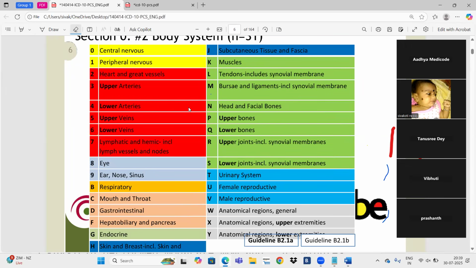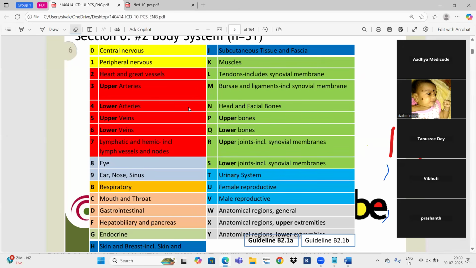Simple. Based on the site of the procedure, the location of that body part, we need to assume the body system. That body part comes under which body system? That we need to take as the body system. Simple basic anatomical idea. Lungs means which body system, legs means which body system, heart, kidneys? Basic anatomical knowledge. Enough.